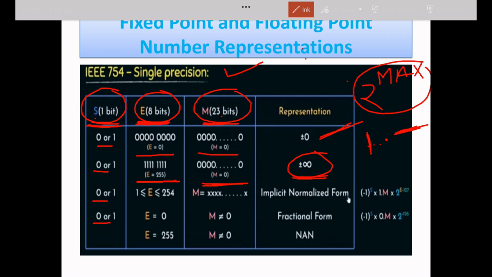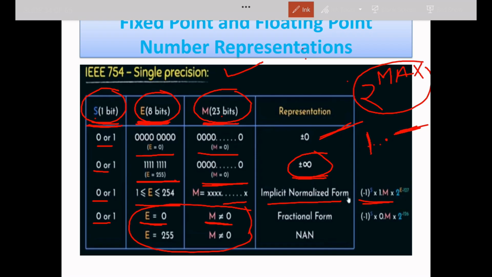Third one, if the value of the exponent is from 1 to 254 and your mantissa is any value, in this condition this is the implicit normal form, and this we already discussed. Now this is very important, and if you remember only this table, the next table is also the same. So if E is equal to 0 and mantissa is not equal to 0, E is equal to 0 means exponent is all 0.